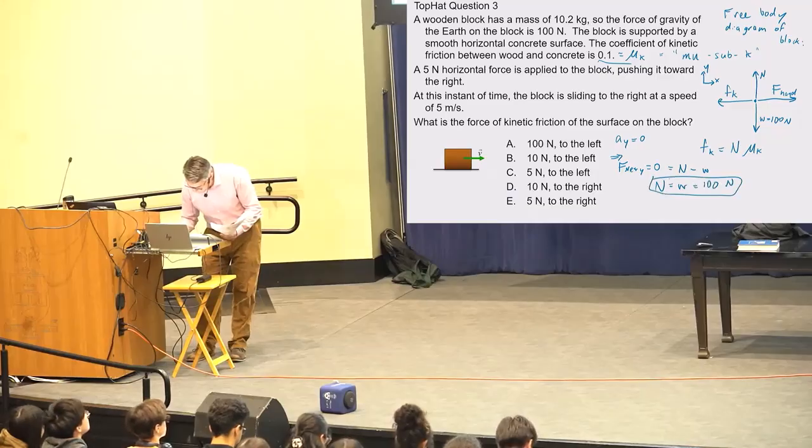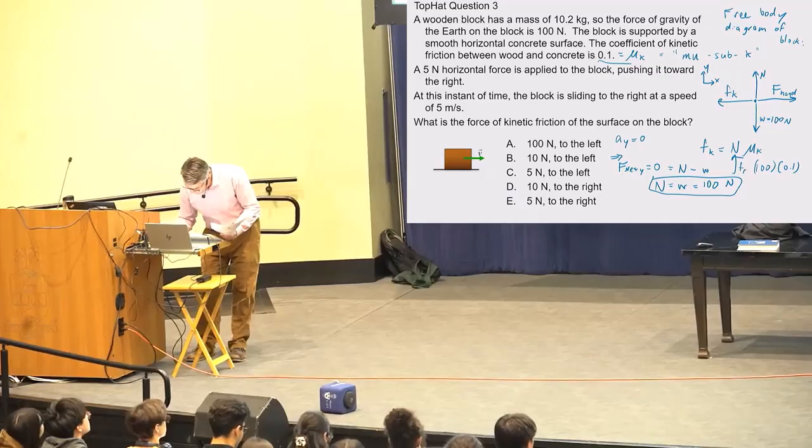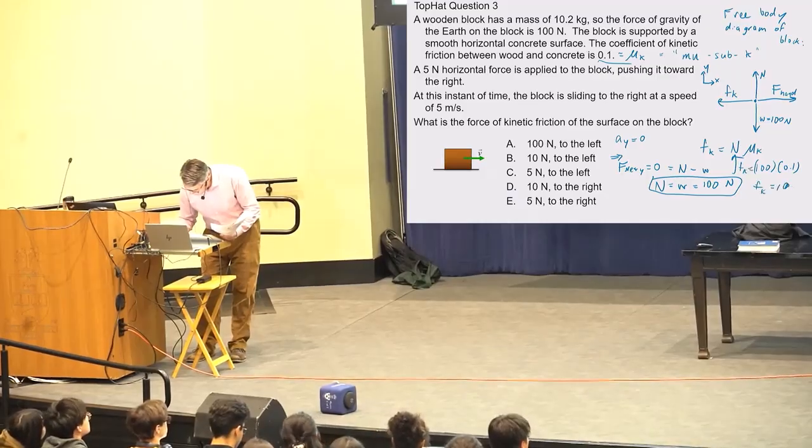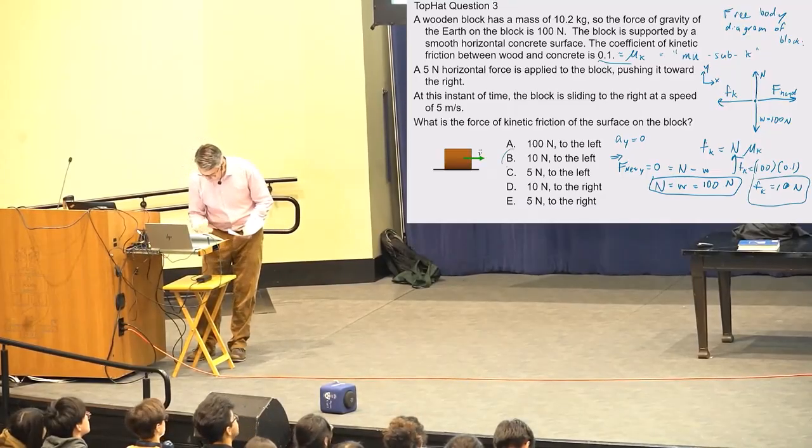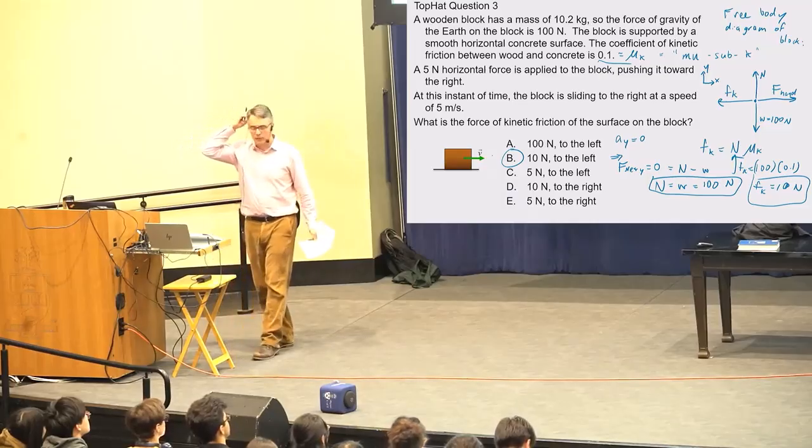So now that we have the normal force, we can plug it in, and we get 100 times 0.1, so F k equals 10 newtons. And I've drawn it as being to the left. It's just opposite the velocity.